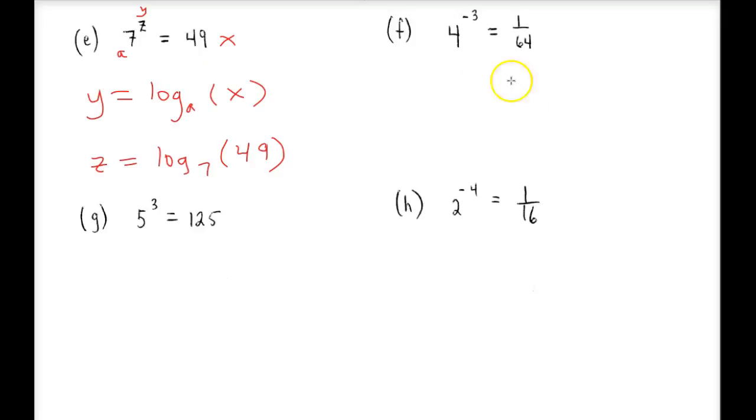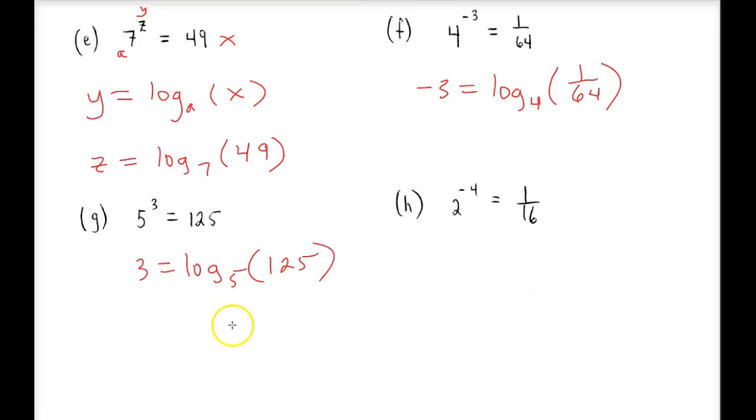Okay. For the next one, the exponent is -3. We have log base 4, and we're going to evaluate the log at 1/64. For the next one, we know 3 is the exponent, the base is 5, and we're evaluating log at 125. And of course, for the last one, -4 is the exponent, the base is 2, and we evaluate that at 1/16. Okay, so that's how we do the conversion from an exponential equation to a logarithmic one.